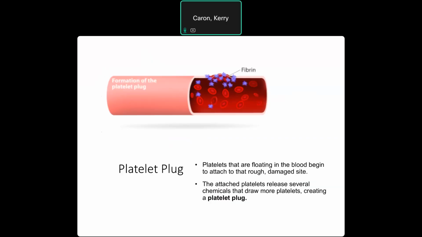Platelets that are floating around in the blood anyway begin to attach to that rough, damaged site. The attached platelets release chemicals that kind of call their friends. Hey, come on over, I'm having a party. I'm making a platelet plug. So they gather more platelets to try to form a platelet plug.